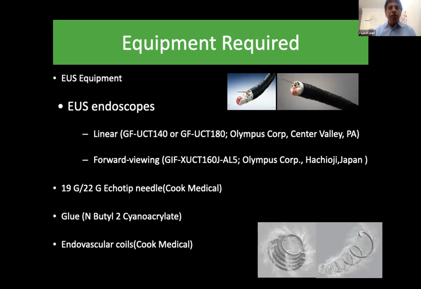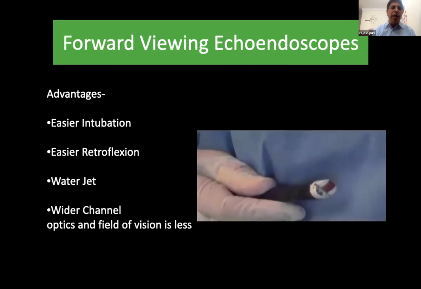It is useful. The commonly used needle is 19G, but 22G needles can be used. Glue, N-butyl cyanoacrylate, is available in India, but in the rest of the countries, people are using N-octyl cyanoacrylate glue also. And the endovascular coils from Cook Medical are also of great help.